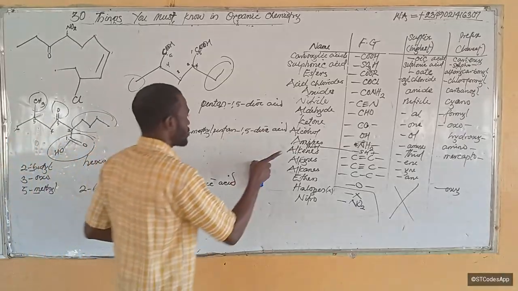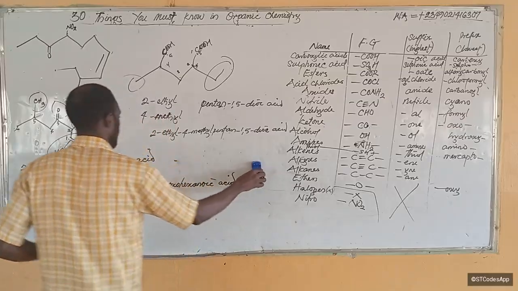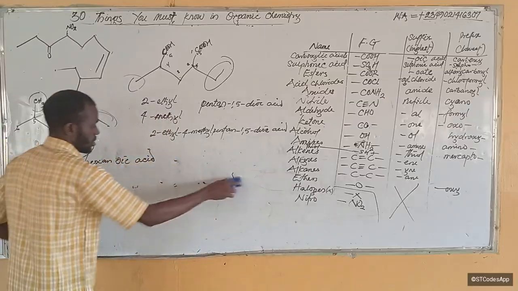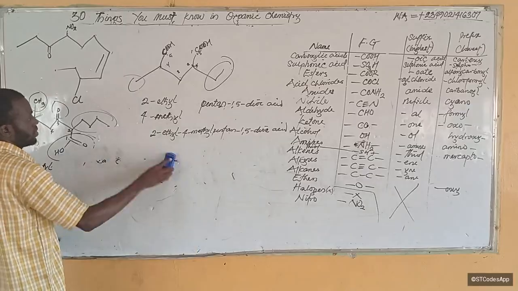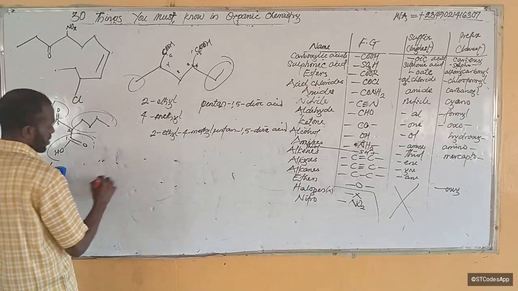Alright, then I said I was going to name one with an alkene and alkyne together. Now let's do that here. Let me give that example here. So for example, what if I have something like this?